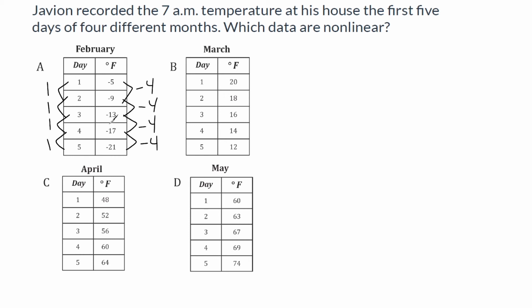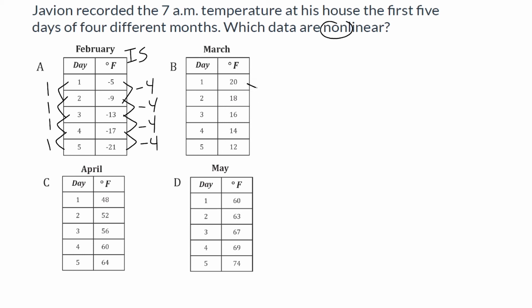So we can see here that we have a constant rate of change with the values in this table, so we would say that February is displaying a linear situation. So this is linear. We're looking for what is nonlinear. All right, so let's go ahead and explore March. Now, all the days go from 1 to 5, so we can see that the increase in x is always going to be 1. So let's just focus in on the y values.